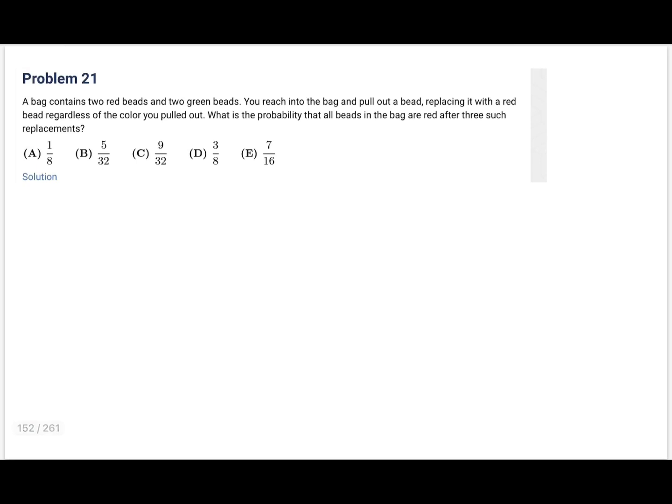Problem 21. A bag contains 2 red beads and 2 green beads. You reach into the bag and pull out a bead, replacing it with a red bead regardless of the color that you pulled out. What is the probability that all beads in the bag are red after 3 such replacements?